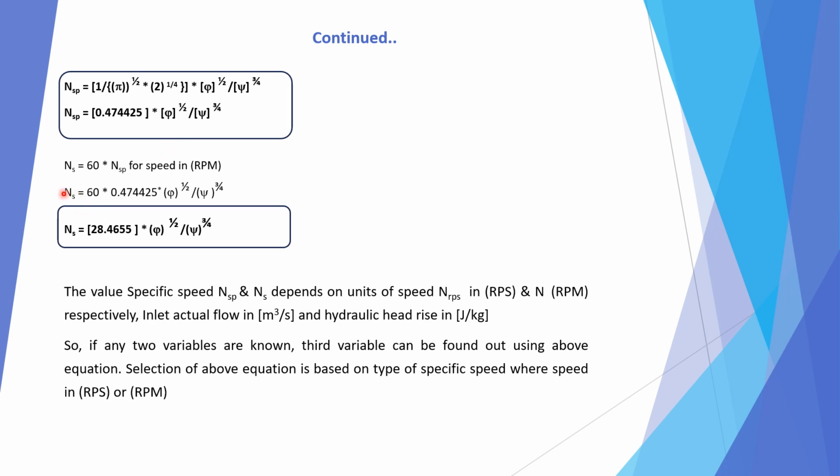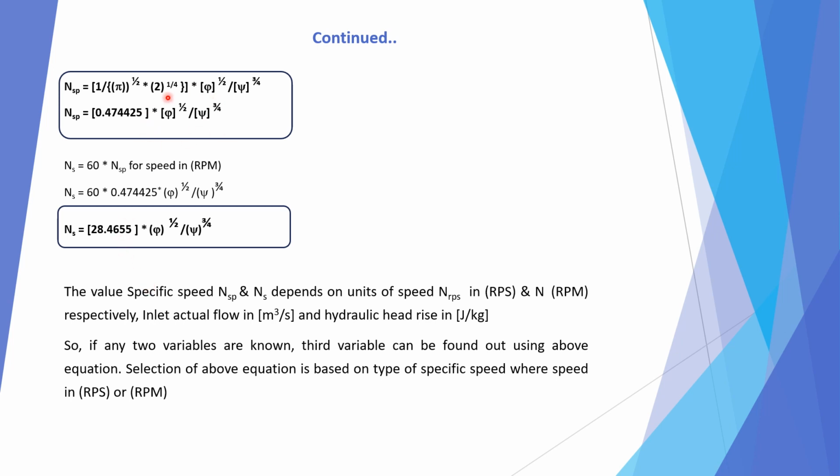Now multiplying by 60, NS is equal to 60 into NSP for speed in RPM. So NS is equal to 60 into 0.474425 into phi to the power half divided by psi to the power 3 by 4, which is NS is equal to 28.4655 into phi to the power half divided by psi to the power 3 by 4.